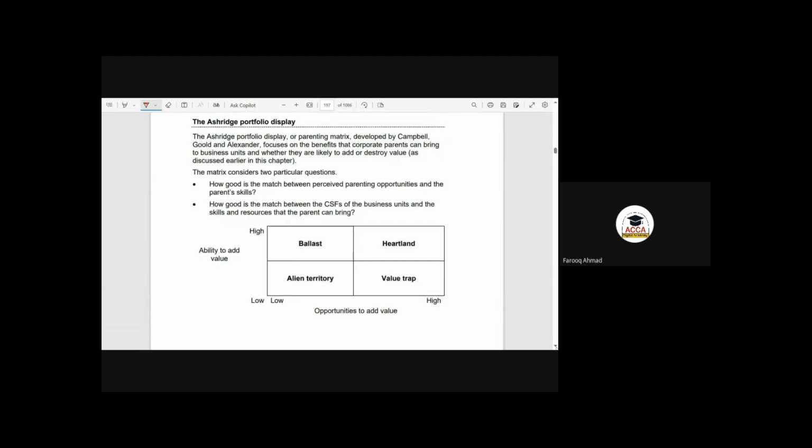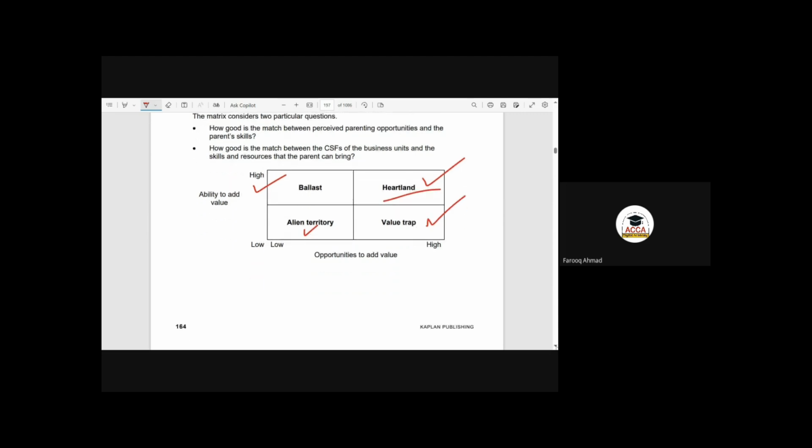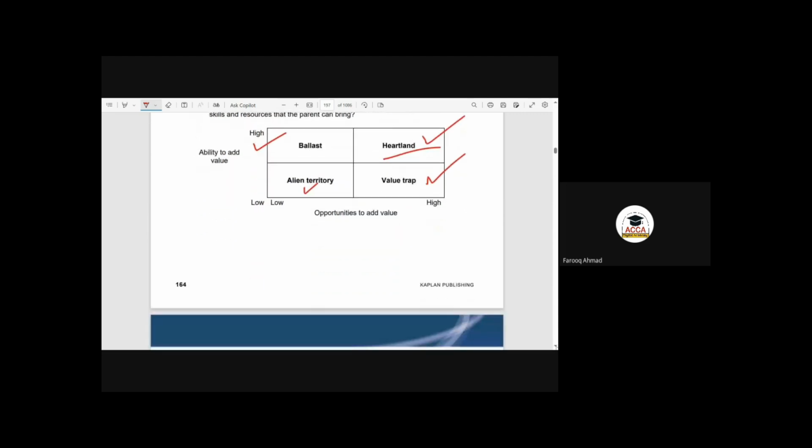This is the ability to add value. High is the heartland, and it's the opportunity to add value. If it is low, this is alien territory. If the opportunity to add value is high but with low ability to add value, it is a value trap. High ability to add value is the heartland, and the high opportunities are there. This is the heartland. This strategy you have to remember, and you have to practice this example.